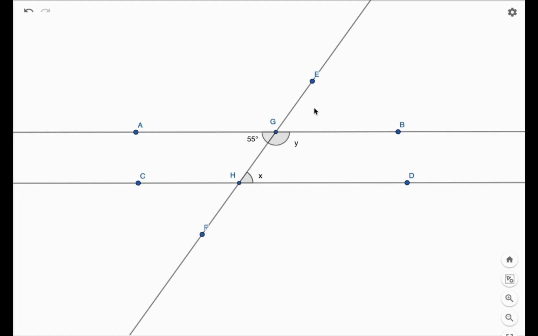This is another challenge. We have to find the value of X and Y. Try solving this before I do. First, spot the Z-shape. These alternate angles are equal. So X is also 55 degrees.